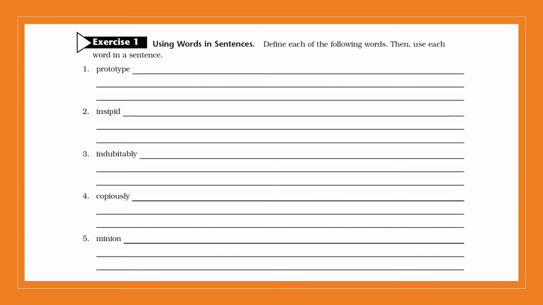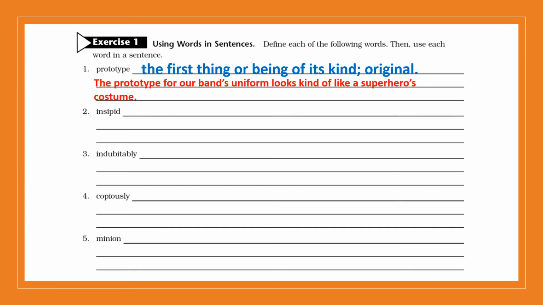All right, and after you've seen how the word is used in a sentence, I do encourage you to use it on your own later. So you can pause the video, do it yourselves, and then you can play the video and check the answers. So let's start. Let's correct. The first one, prototype, meaning the first thing of or being of its kind. Original. As an example, the prototype of our band's uniform looks kind of like a superhero's costume.